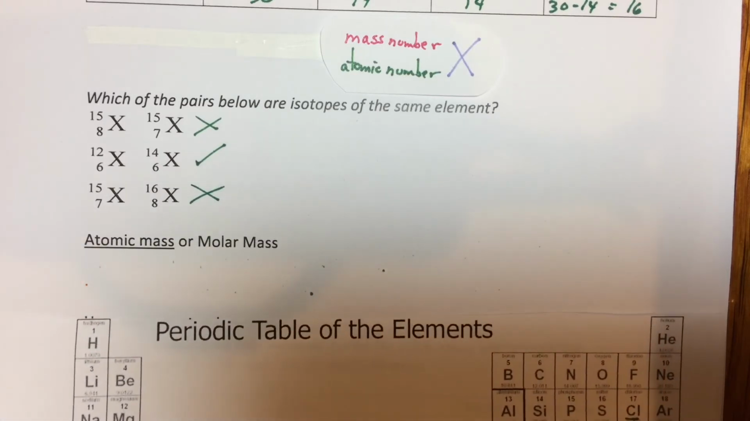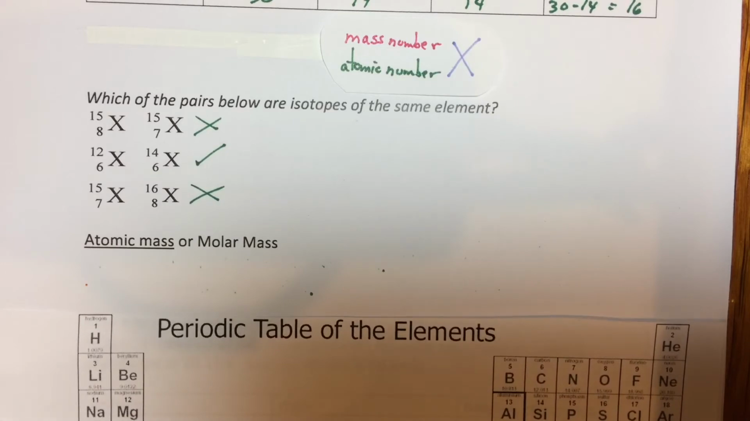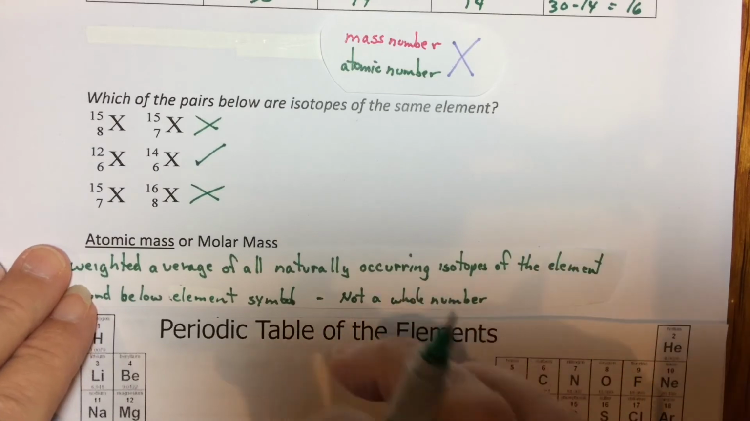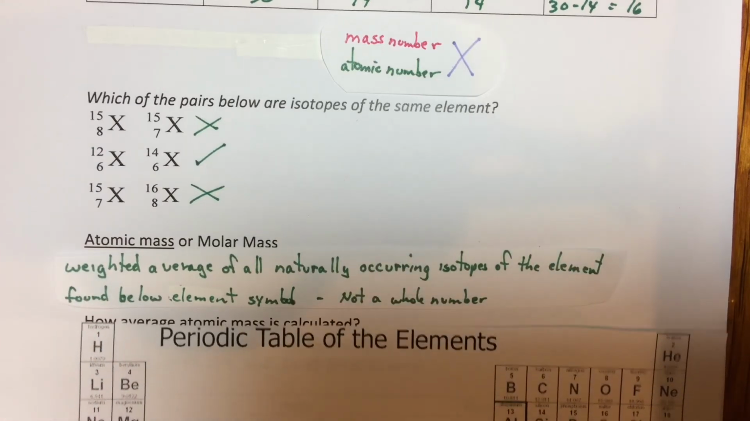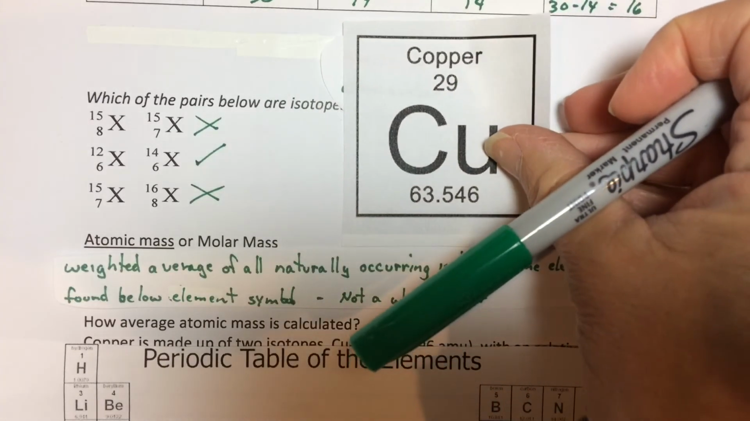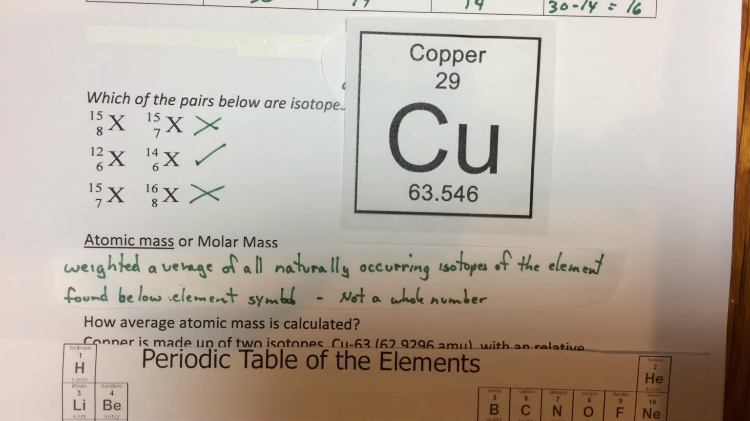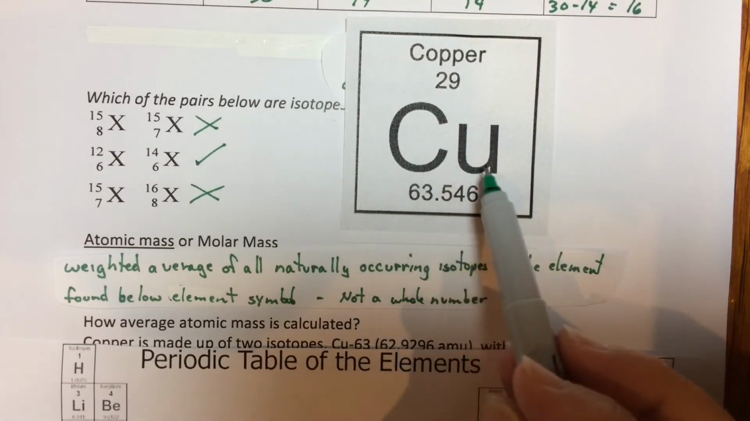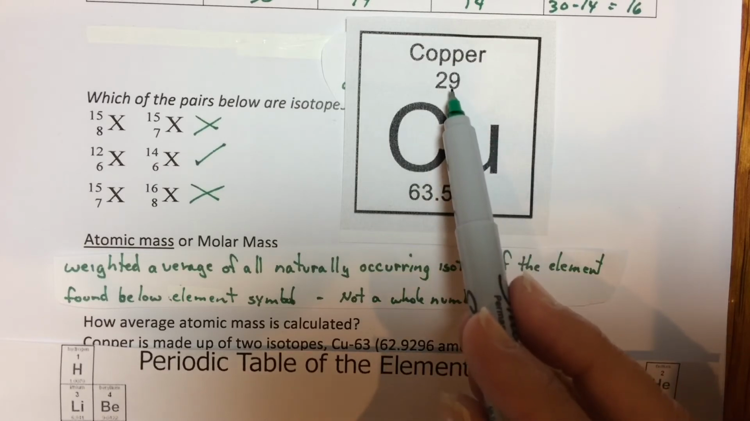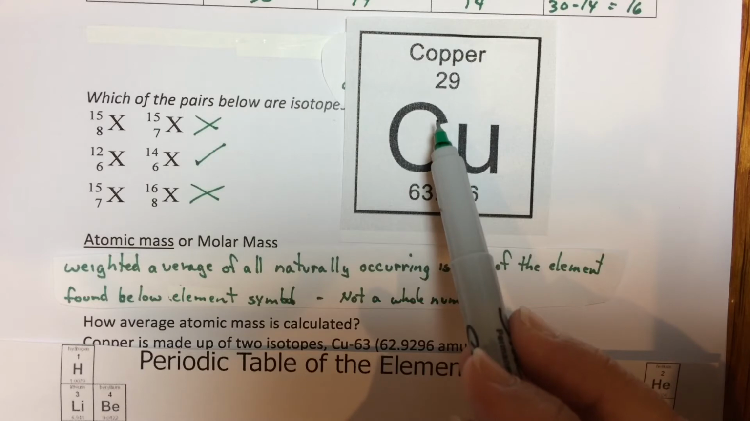Okay, atomic mass or molar mass. This is a weighted average of all the naturally occurring isotopes of an element. It's found below the element symbol, and it's not going to be a whole number. So here's the example with copper. Here's the element symbol, Cu. Above it, we have the atomic number. That's how many protons are in a copper atom.